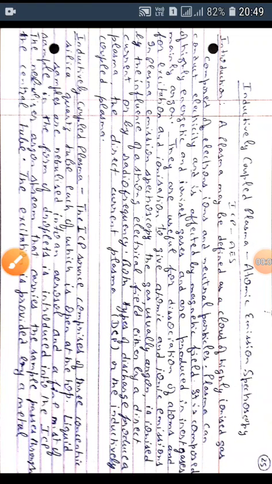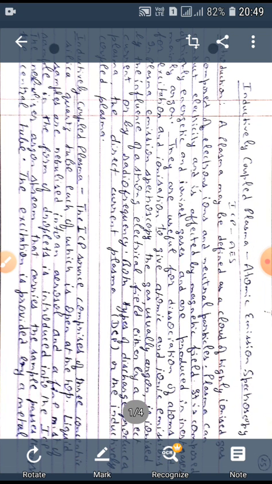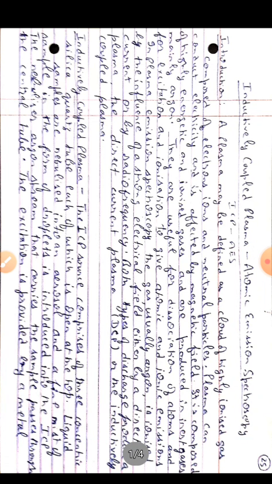My lecture is on inductively coupled plasma atomic emission spectroscopy. Introduction. A plasma may be defined as a cloud of highly ionized gas composed of electrons, ions, and neutral particles. Plasma can conduct electricity and is affected by magnetic field.